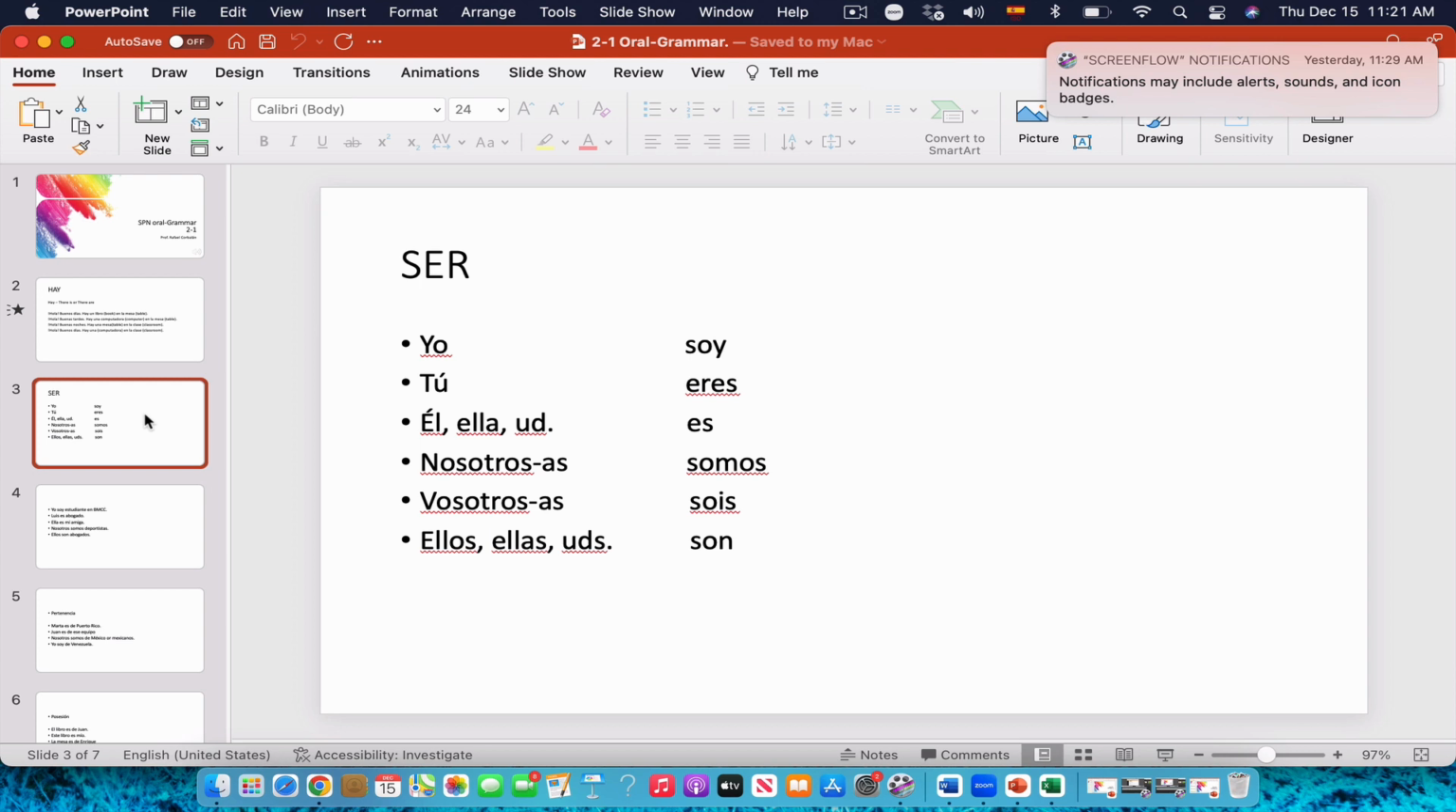In the last group we have ellos, ellas, and ustedes. Ellos means they when the group is masculine, ellas when it's feminine, and ustedes is when you say you, in this case formal and more than one person.